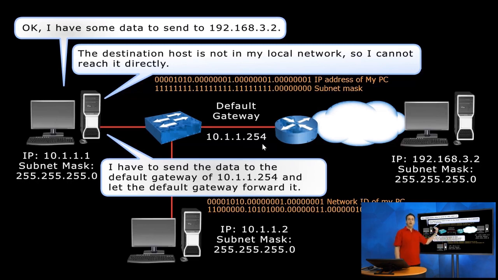Once the router responds to me with its MAC address, then I can complete the frame and send the frame to the router. The router then destroys the frame, looks at the packet, does its routing process, and sends the packet on its merry way. So really, it all comes down to the PC ultimately deciding in the beginning: is the destination within my local area network or is it not within my local area network?